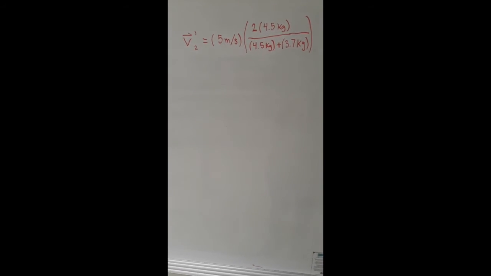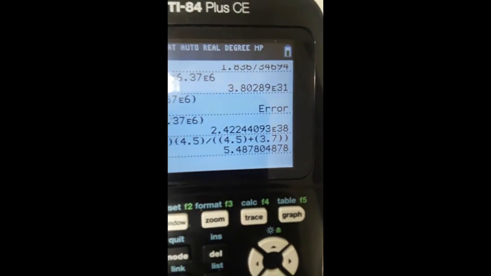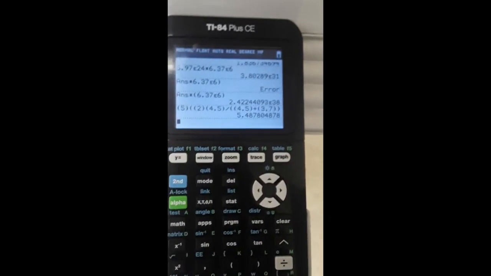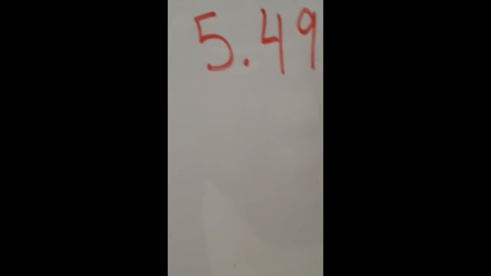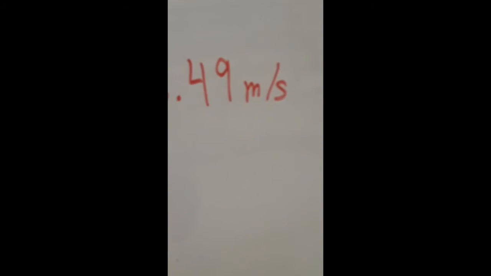Now all we're left to do is solve. Put it in the calculator. This is what you'll be left with as your final velocity. So simply write it on the board, and we will round it to the nearest hundredth as 5.49 meters per second.